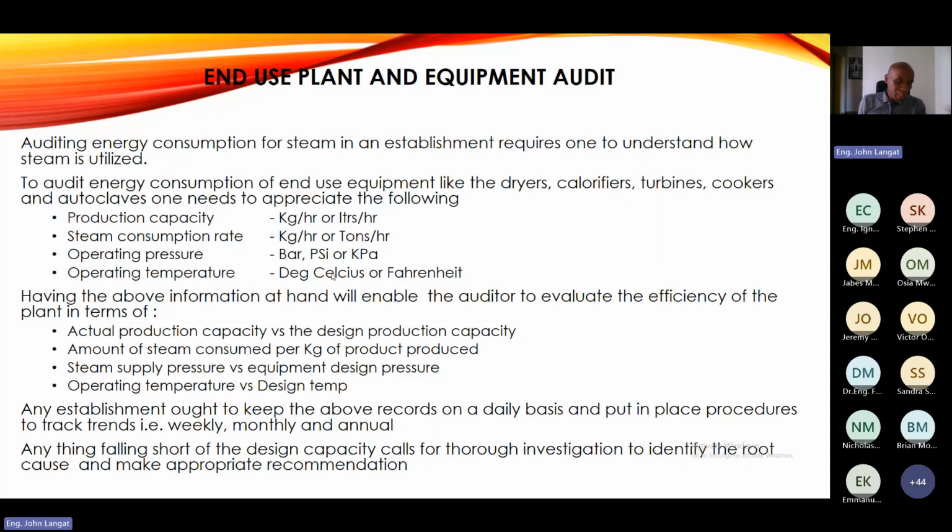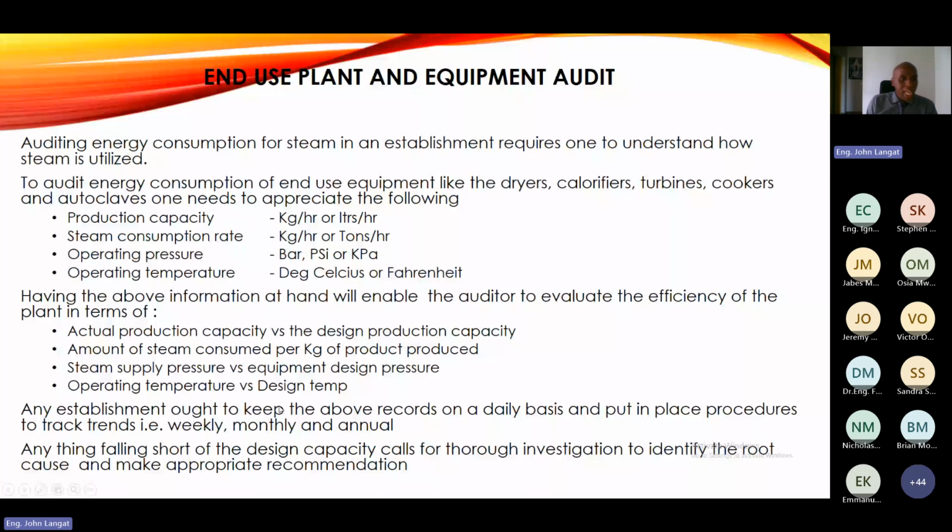Then what are the operating temperatures versus the design temperatures? Are you achieving enough firing capacity? These are to do with firing. So it talks about the quality of products. If you don't fire sufficiently, then the firing will not happen also.